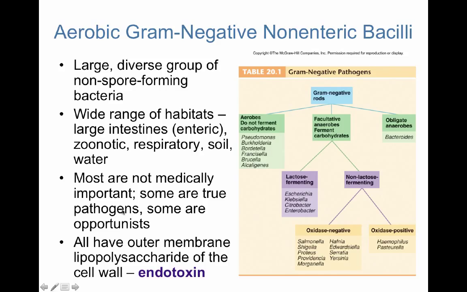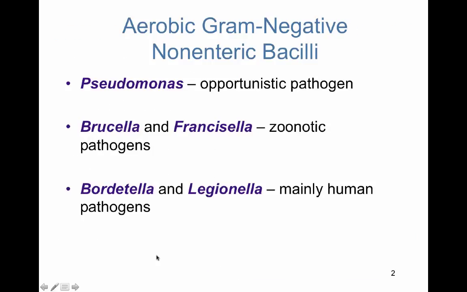So some are true pathogens, they will cause infection in a healthy individual, and then some are responsible for an opportunistic infection. Please remember that because these are gram-negative bacilli, they are associated with the formation of an endotoxin from the LPS, the lipopolysaccharide within the cell wall.